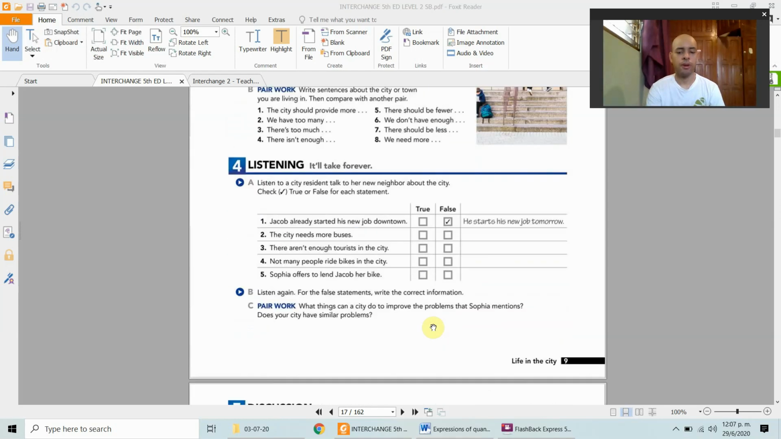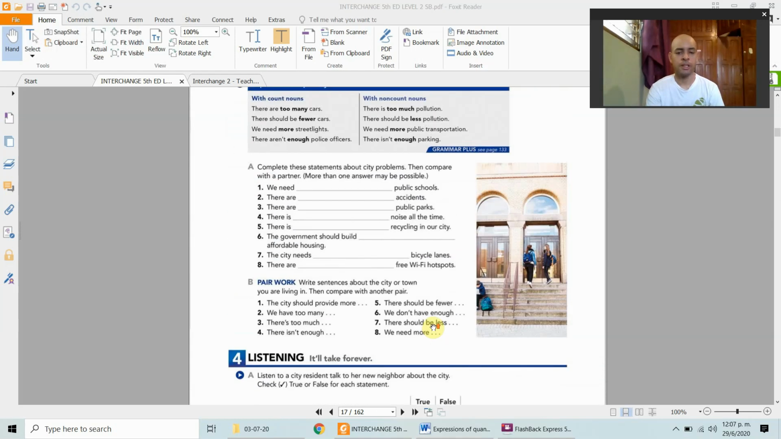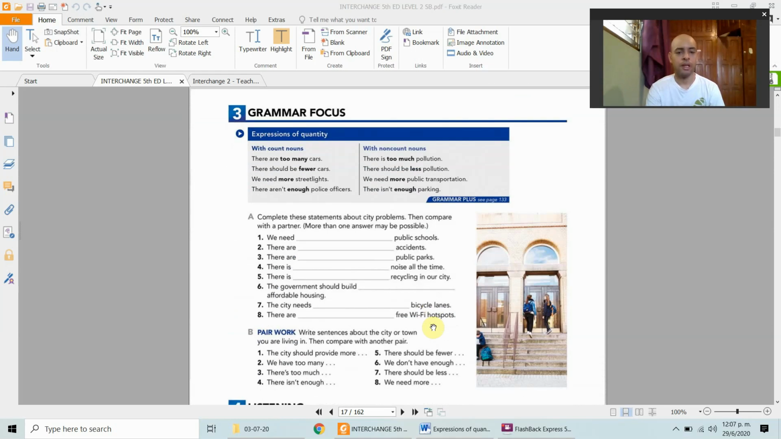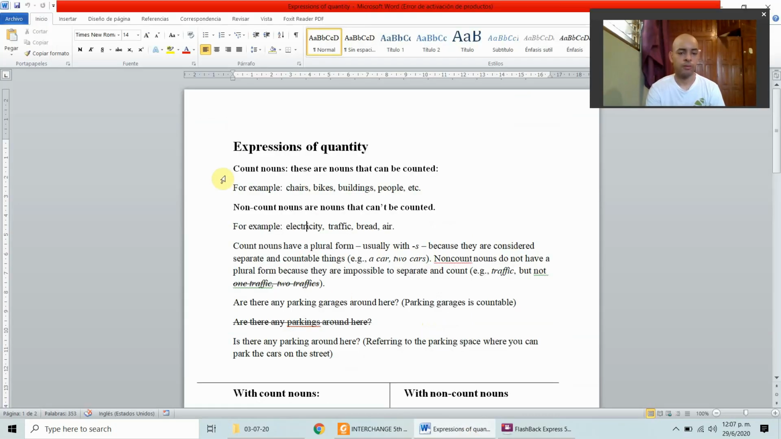In this video we're going to take a look at the grammar on page 9 of the book. That's page 9 in unit 2 of the second book, expressions of quantity. So we're going to take a look at more expressions of quantity. We have seen this before, but before we begin, we're going to take a brief review of what count nouns and non-count nouns are.